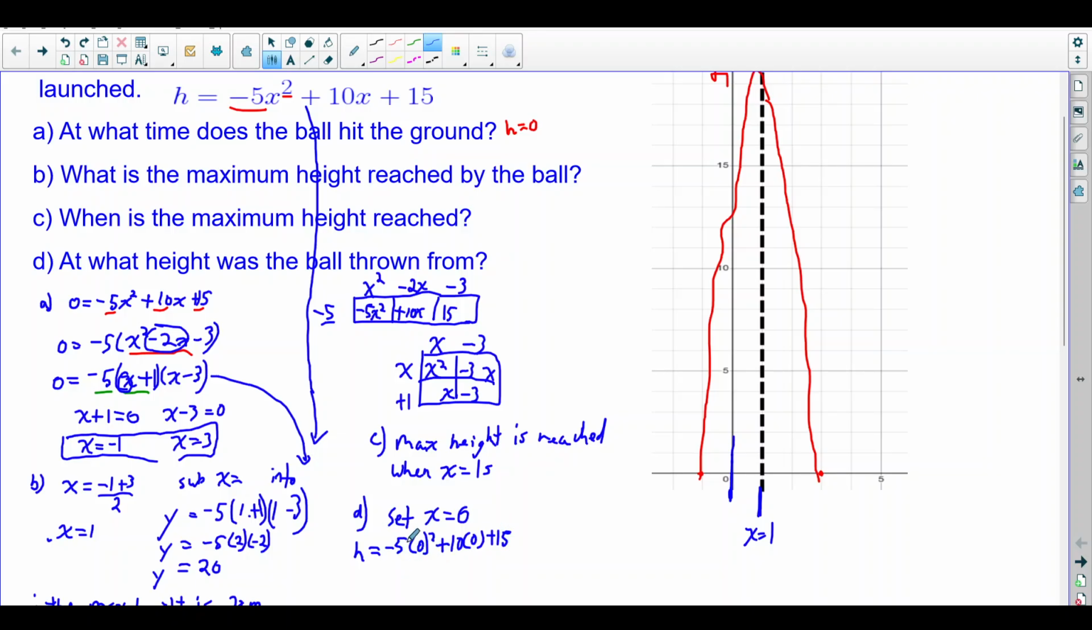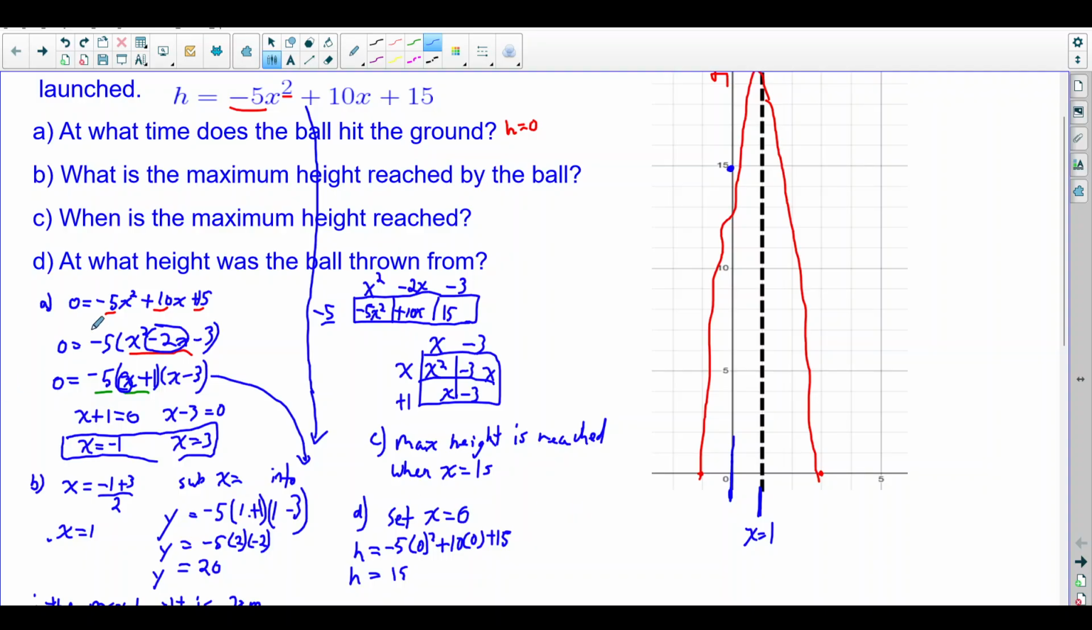When I substitute 0 in for x, the 2 terms with zeros in them disappear, and we get an h value of, well, 0 plus 0 is 0, and then we add 15, so we get a height of 15. So had my graph been precise, we would have gone through that point right there. So really, when it's asking what height is the ball thrown from, it's asking for the y-intercept, or in this case, the h-intercept. I did that using the standard form, but we could have used factored form as well.